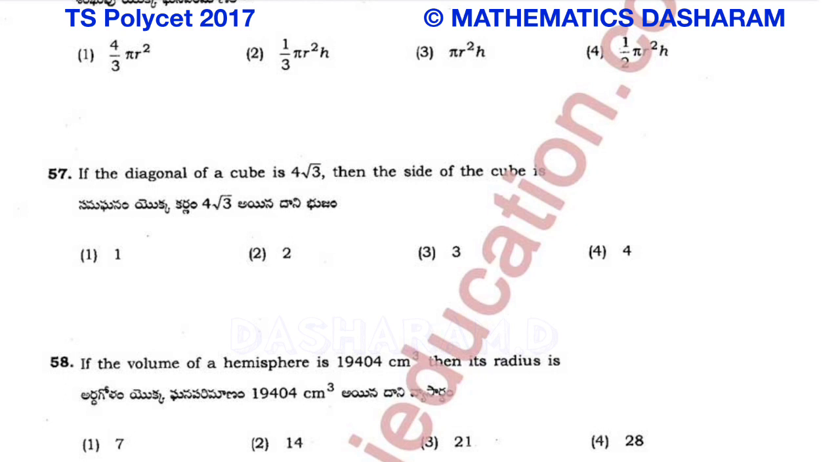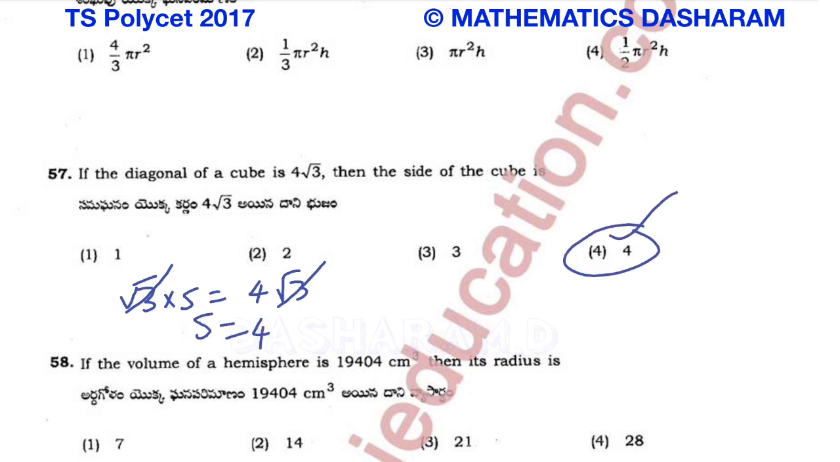Diagonal of a cube formula, root 3 into side, its value is given, that is 4 root 3. Root 3 cancels, then side equals 4. Here option 4 is correct.